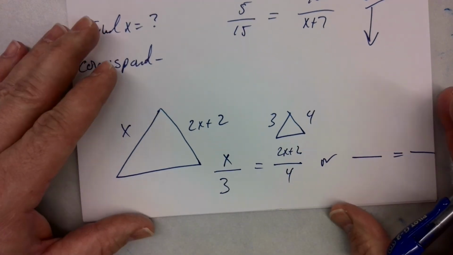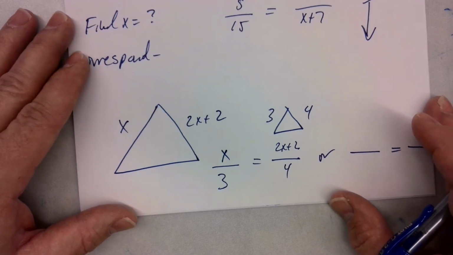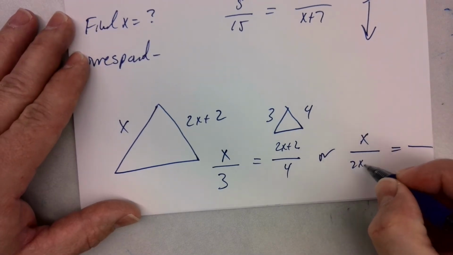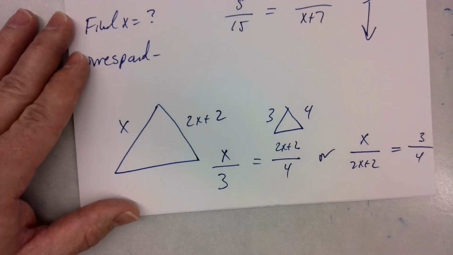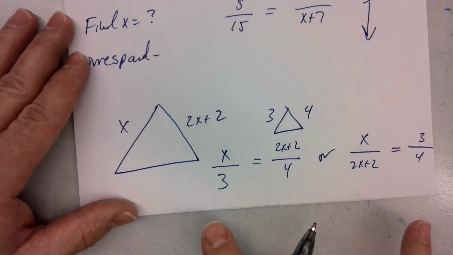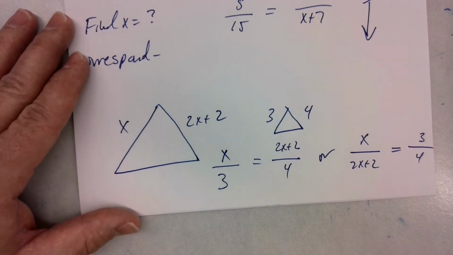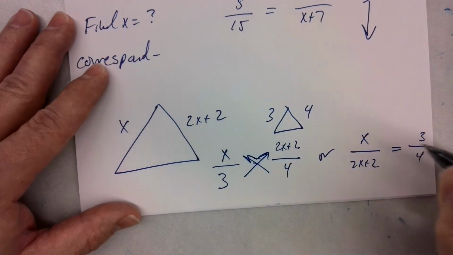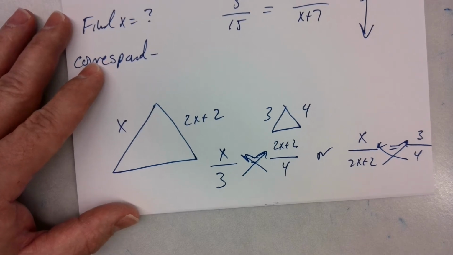That would work. Anybody know another way I could write that and still have it mean the same thing, Natalie? Would x over 2x plus 2 be equal to 3 over 4? Could you do it that way as well? Yeah, that's 2 of the 6 ways we could do that. Why is that possible? Yeah, because when I cross multiply, I'm going to actually end up with the exact same thing. Can you flip them? Yeah, it doesn't matter.